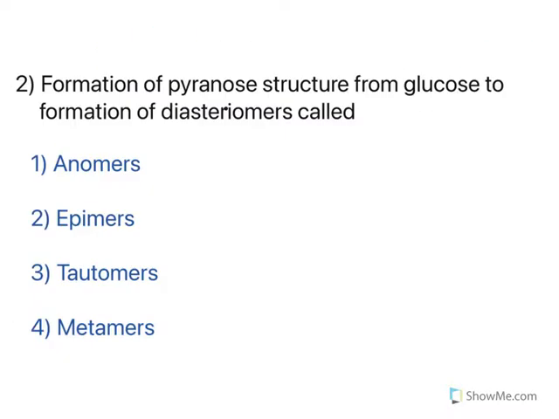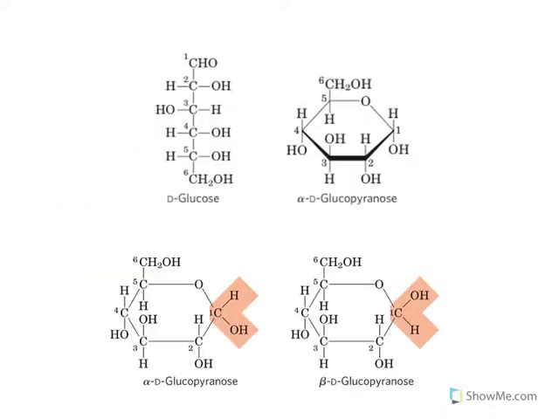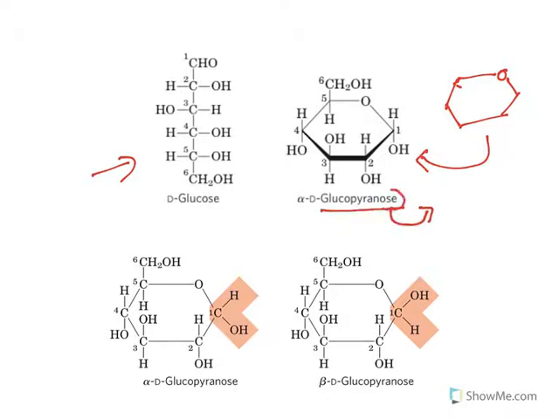Moving to the next one. Now, formation of pyranose structure from glucose, and the formation of diastereomers, is called what? Let us see. See, this is glucose. It forms a pyran ring-like structure. So this is known as pyranose. See, monosaccharides and disaccharides, most of them end with -ose to indicate it is a sugar molecule. This is the pyran ring. So the sugar is converted into a pyran ring and it is D-glucose, hence it is known as glucopyranose.